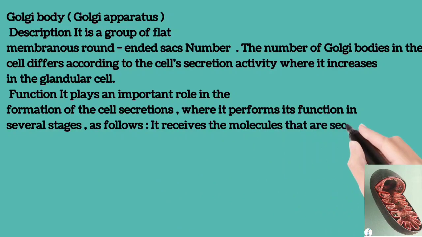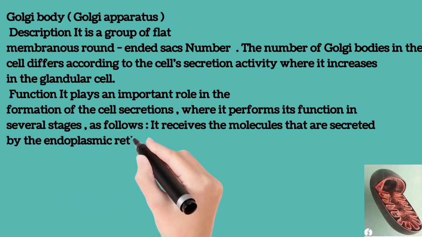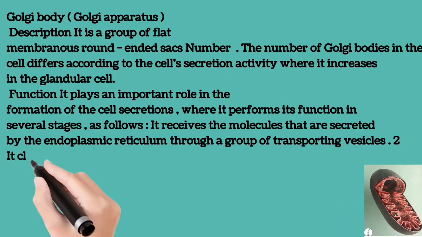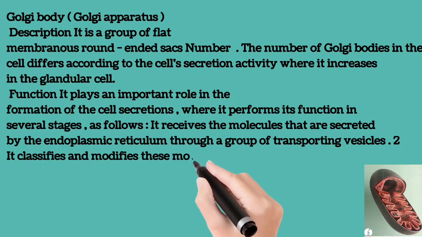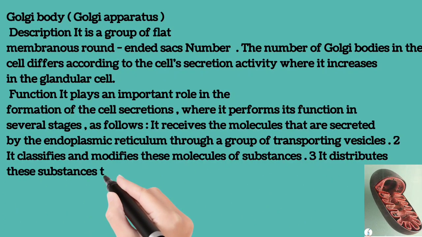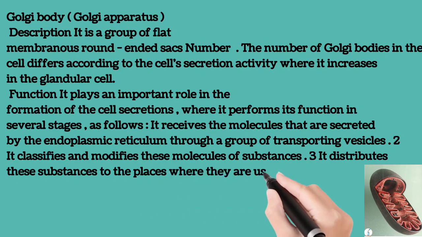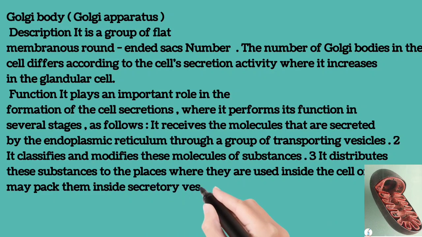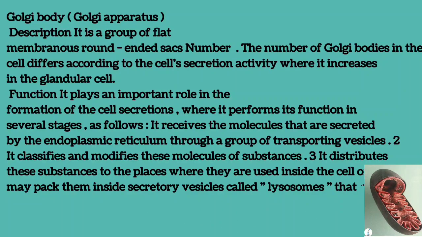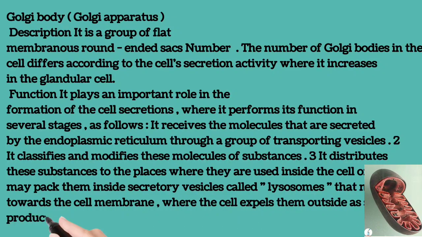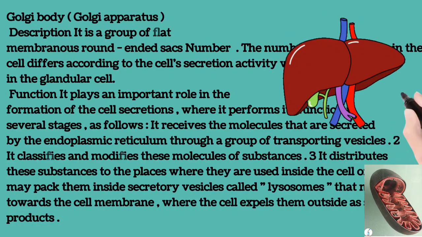1. It receives the molecules that are secreted by the endoplasmic reticulum through a group of transporting vesicles. 2. It classifies and modifies these molecules of substances. 3. It distributes these substances to the places where they are used inside the cell, or it may pack them inside secretory vesicles that move towards the cell membrane, where the cell expels them outside as secretory products.